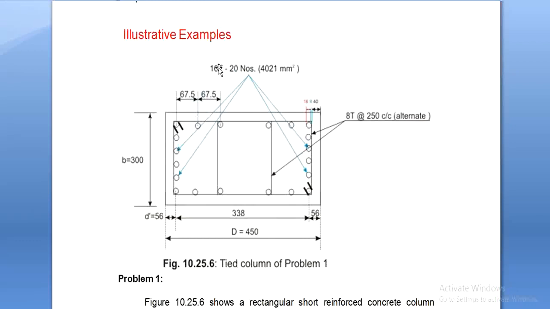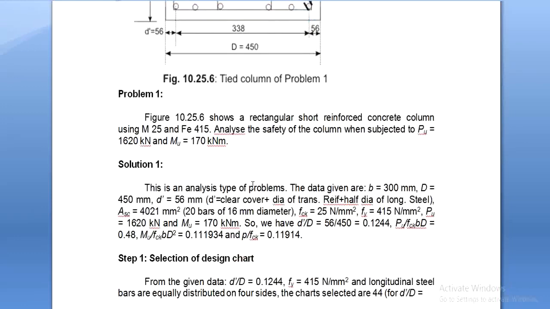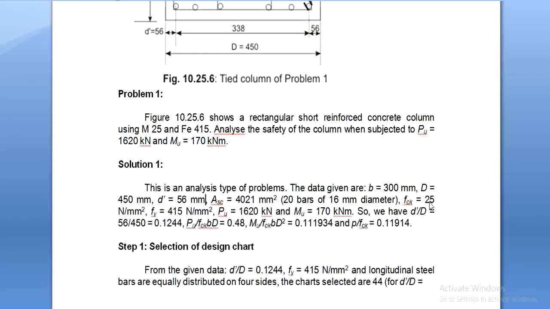So you can see 16 diameter bars, 20 numbers. So 16 divided by 2 I have to do. So 16 divided by 2 is 8. So 8 plus 40 is going to give us 56. So like this I have calculated d dash. Calculation of d dash is very important.